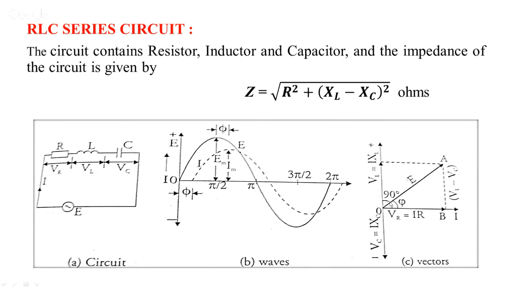VL is at 90 degrees with respect to I. That means the voltage is leading the current by an angle of 90 degrees. That is the characteristic of a pure inductive circuit. Here, the voltage VC is lagging the current by an angle of 90 degrees. So, this is the characteristic of a capacitive circuit.